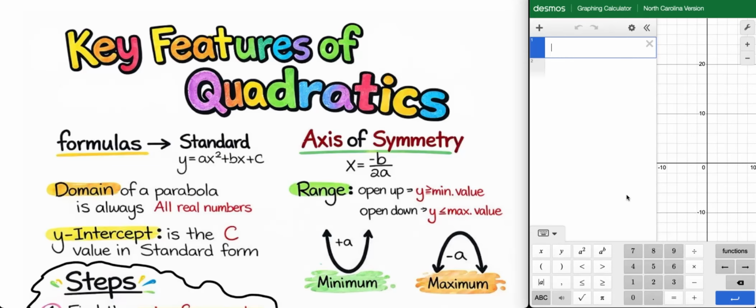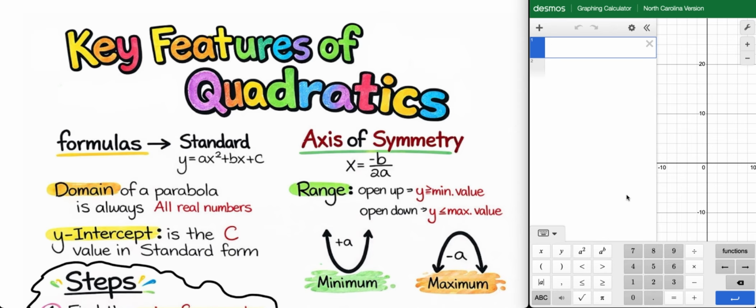Okay, so for today's lesson, we're going to be looking at the key features of quadratics. Before we go into our examples, we have some things that we need to go over. First thing is the formulas. Formulas that we need to remember is standard form. Standard form for us is going to be y equals ax squared plus bx plus c. That is a standard form quadratic.